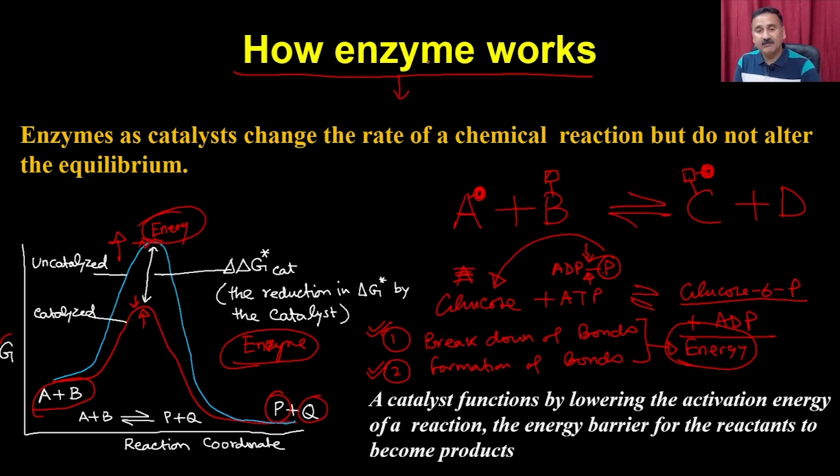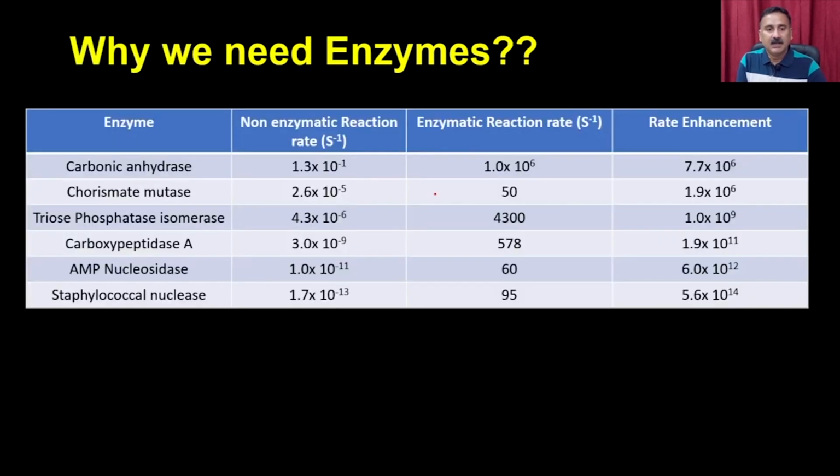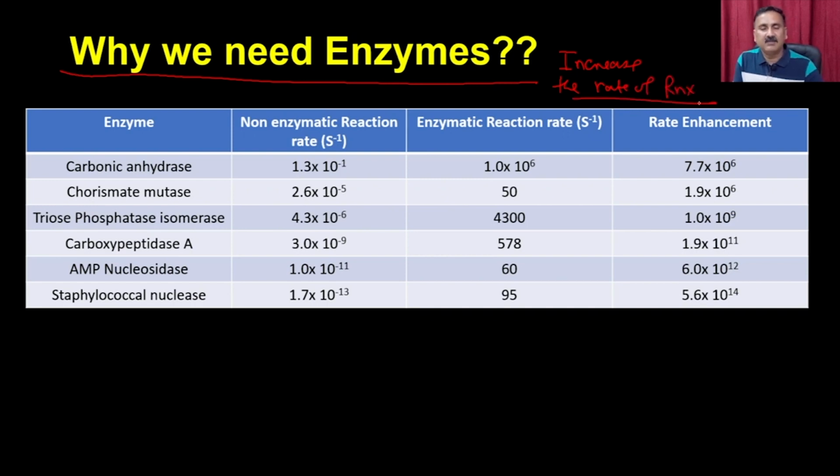But the question is, why do we need enzymes? Enzymes are required to increase the rate of reaction. That is the main purpose of the enzyme, because the enzyme does not participate in the reactions, it only increases the rate of reactions. So I have taken a few examples.